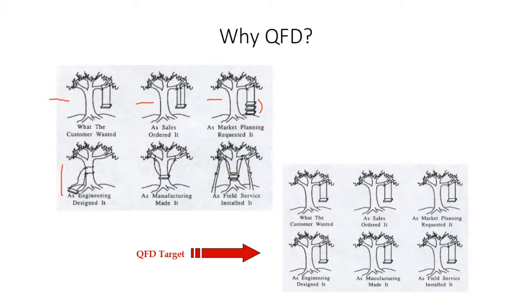Here was the manufacturing. It's made. Here the field service installed it. So this is what the customer expects or wants. This is what he ends up having.